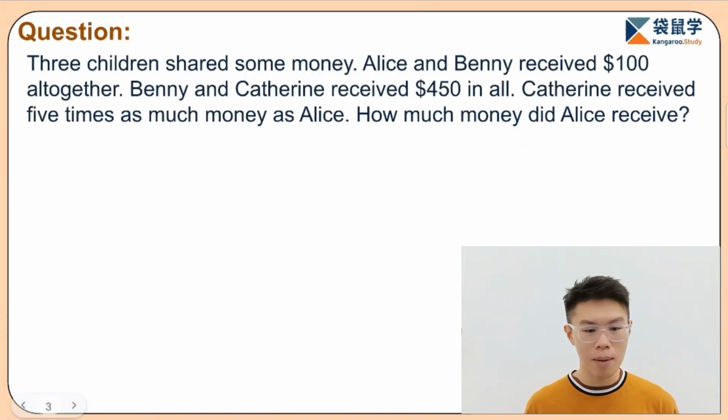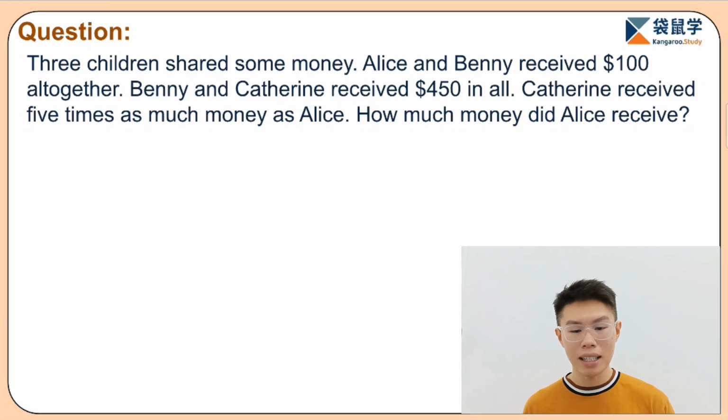3 children shared some money. Alice and Benny received $100 altogether. Benny and Catherine received $450 in all. Catherine received 5 times as much money as Alice. How much money did Alice receive?